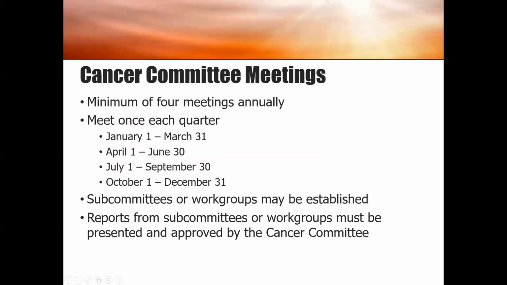The Cancer Committee is required to meet at a minimum of 4 times per year. One meeting must take place during each calendar quarter. One meeting must take place during each time frame listed here. Most programs schedule their meetings in the first or second month of each quarter, just in case the meeting is canceled for any reason, it can still be rescheduled within that same quarter, because that's what the CoC will check. If you do two in the same quarter, then you'll be deficient with this standard.